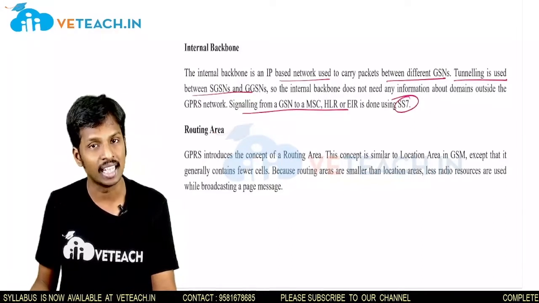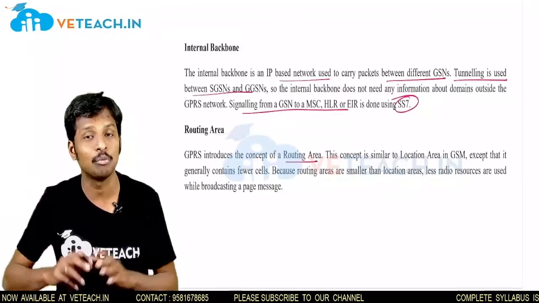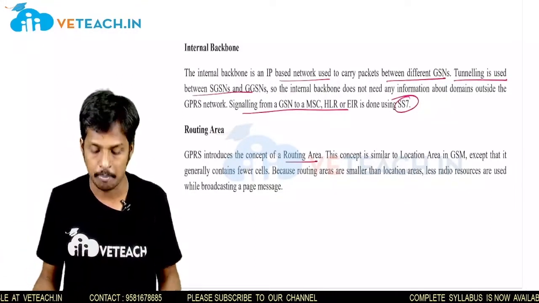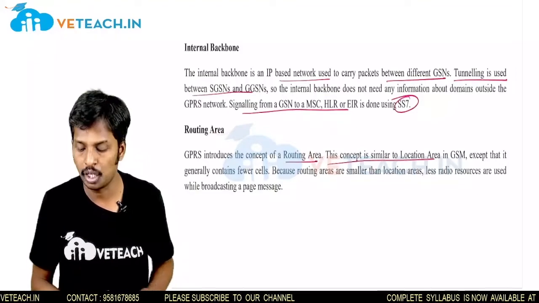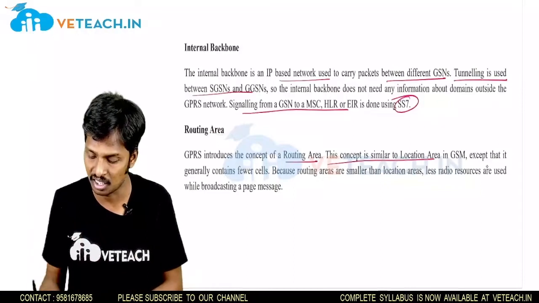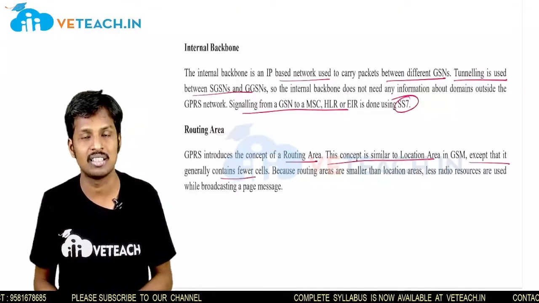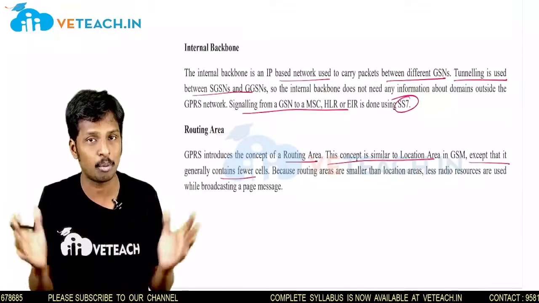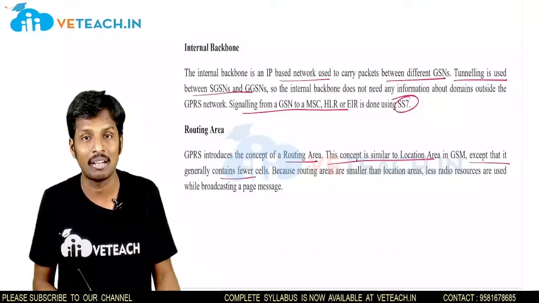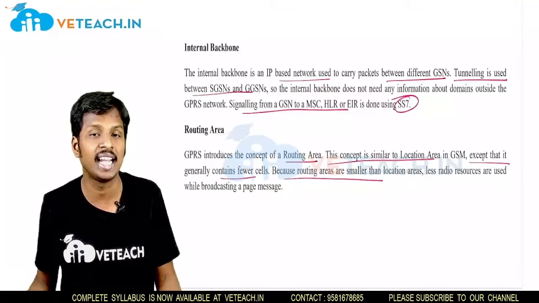And the routing area. Routing area is the area in which you can route the data among the different BTS or MS. This concept is similar to the location area in GSM. What is the area that is used for localization? Except that it generally contains fewer cells. Generally in GSM it contains a number of cells, but in GPRS it contains fewer cells when compared with GSM, because routing areas are smaller than location areas.